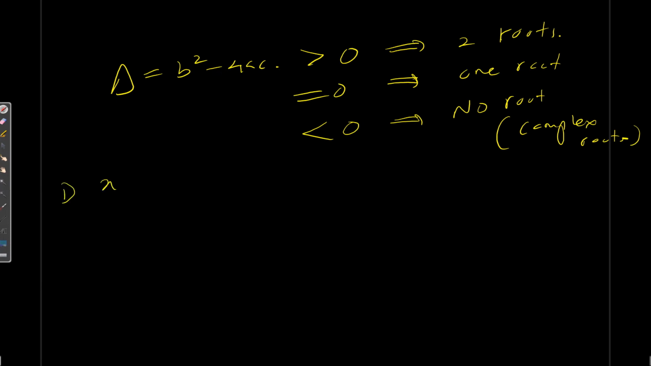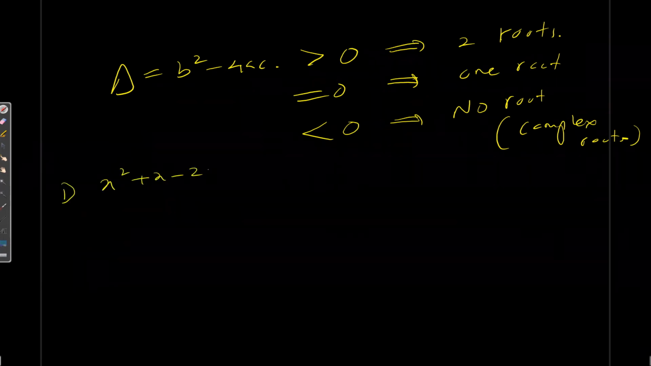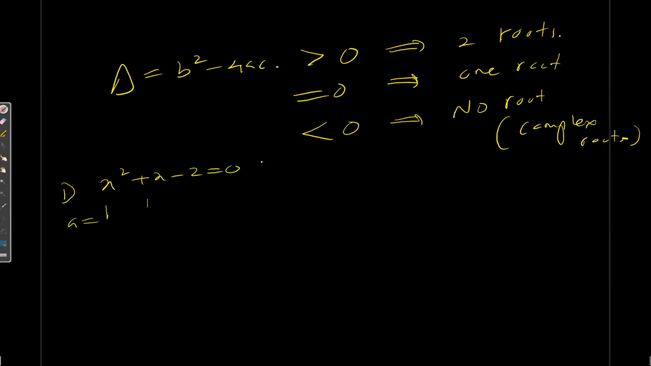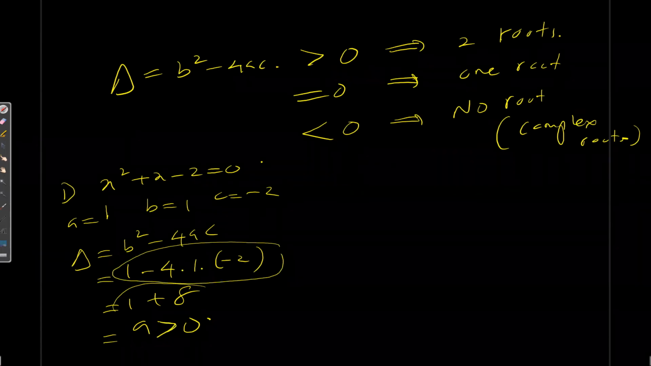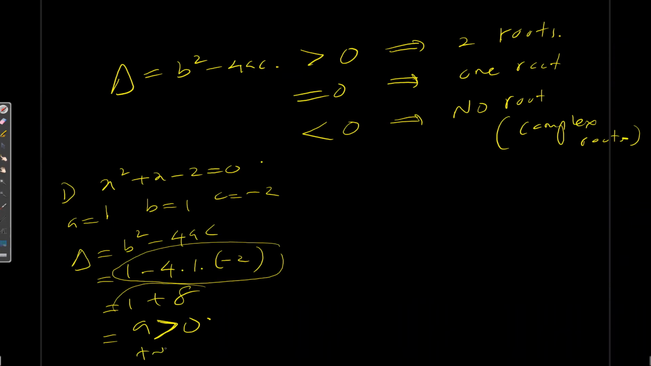Let's see an example. x squared plus x minus 2 equals 0. Now a is 1, b is 1, c is negative 2. If you take the discriminant, b squared minus 4ac, 1 minus 4 times 1 times negative 2, which is 1 plus 8, which is 9. See, at this step, you don't even have to simplify for the last one. If you can identify that it's positive, that's it. You have two roots.